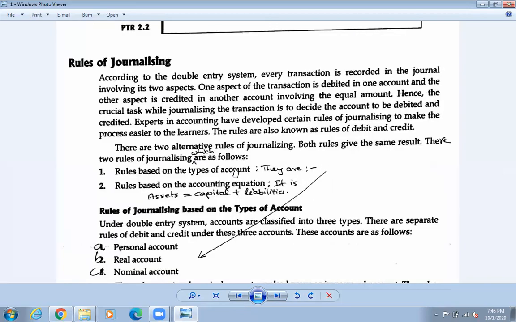That means what are the 3 types of accounts? Personal account. Tell me with me. Personal account, real account, and nominal account. Can you say me? Okay, so just remember, what was the personal account? What was the formula of personal account?